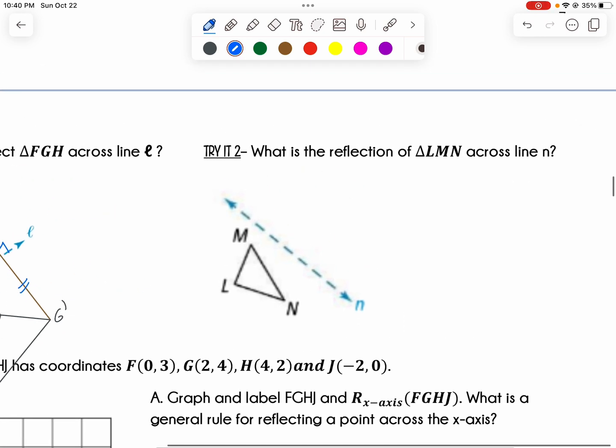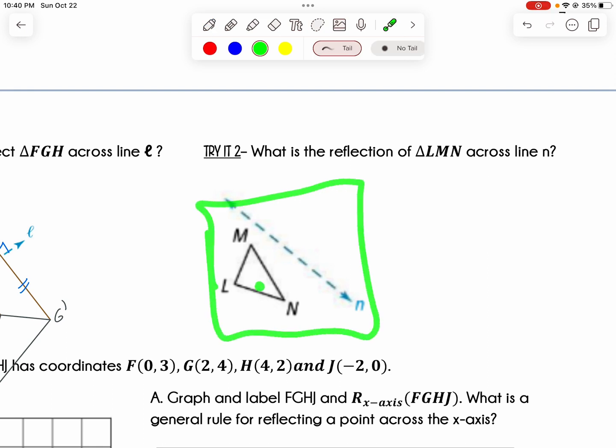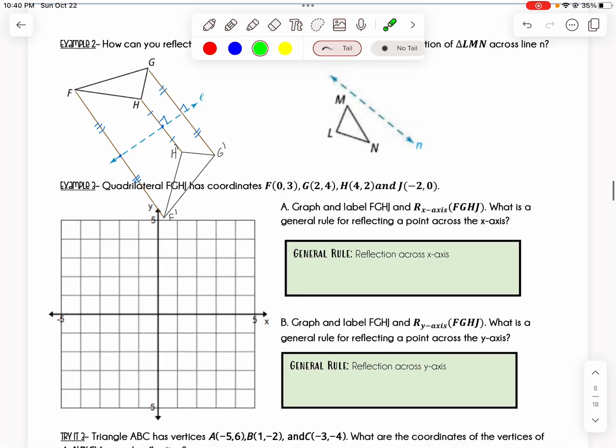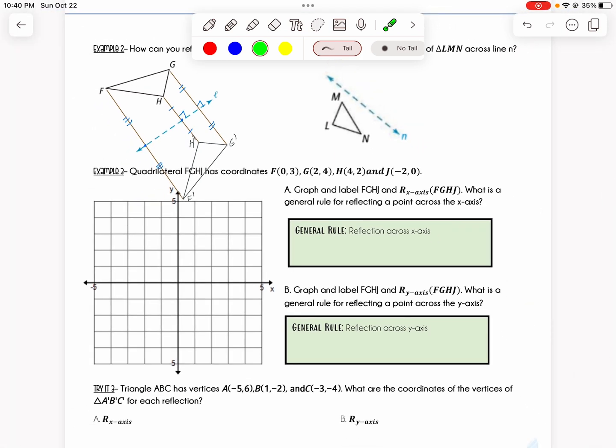Go ahead and see if you can reflect this figure yourself. Again, just to restate that, trace it, make a crease, and flip it over that paper. All right, and then trace it back onto it. Okay, so how can we do this to a much bigger figure? Well, let's take a look at this on a grid.